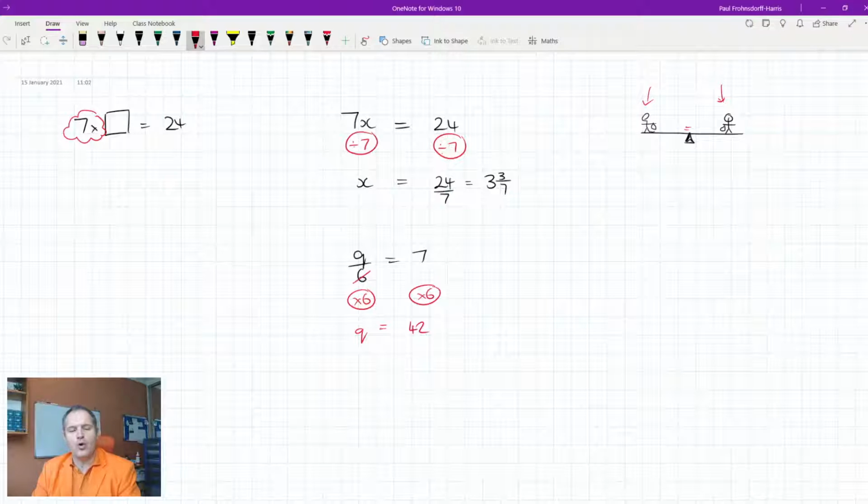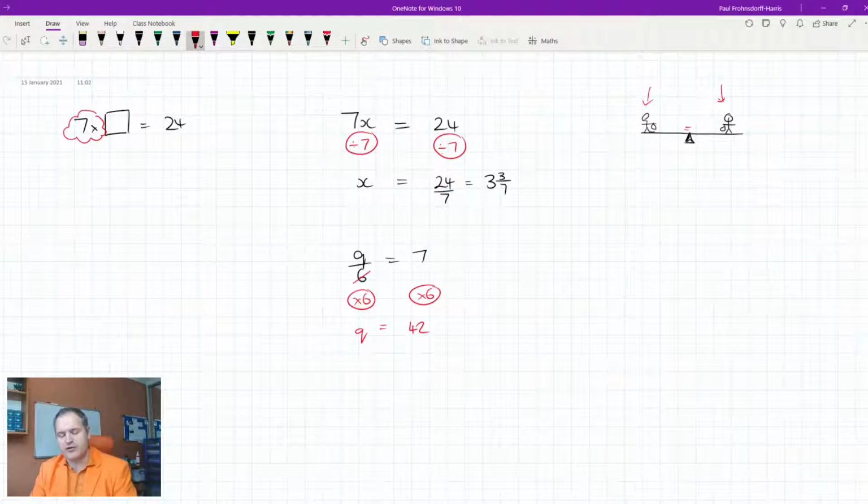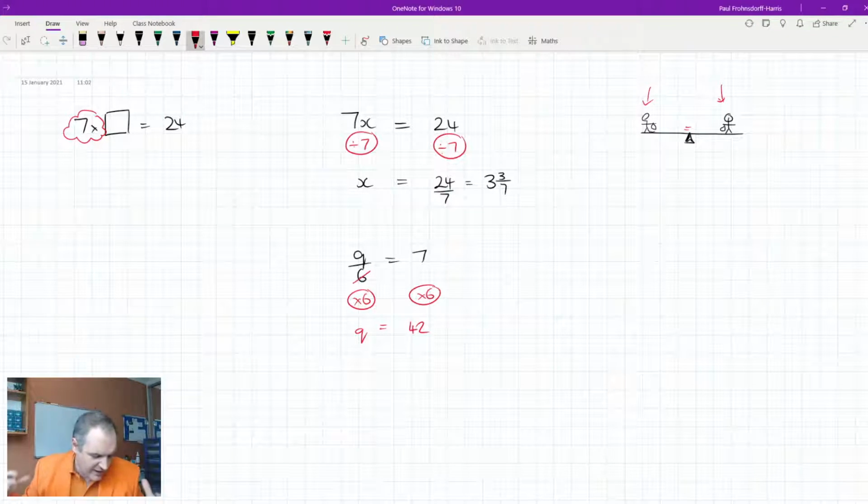We must always think of both sides of this balance. If you treat one differently from the other, they have tantrums, you get letters shouting at numbers, they argue.